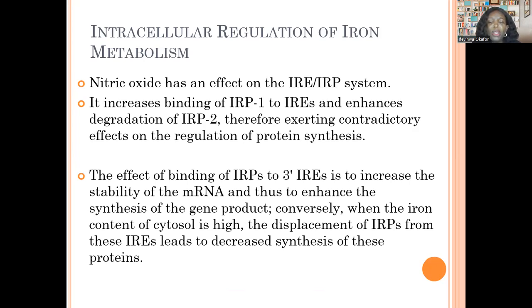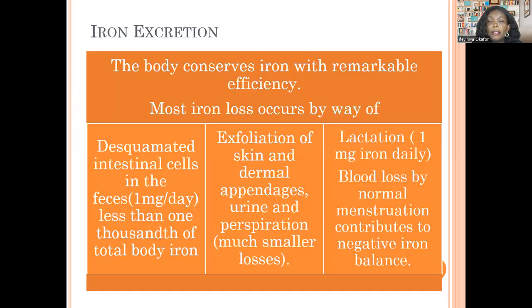The effect of binding of iron regulatory proteins to the 3' iron-responsive element is to increase the stability of messenger RNA and thus to enhance the synthesis of the gene product. Conversely, when the iron content of cytosol is high, the displacement of iron regulatory proteins from the iron-responsive element leads to decreased synthesis of these proteins.